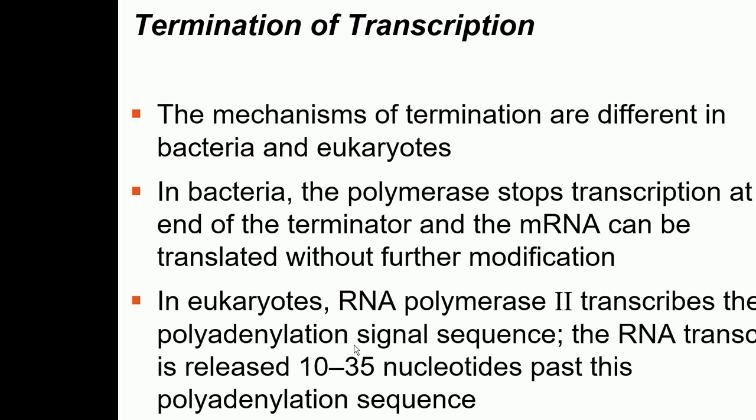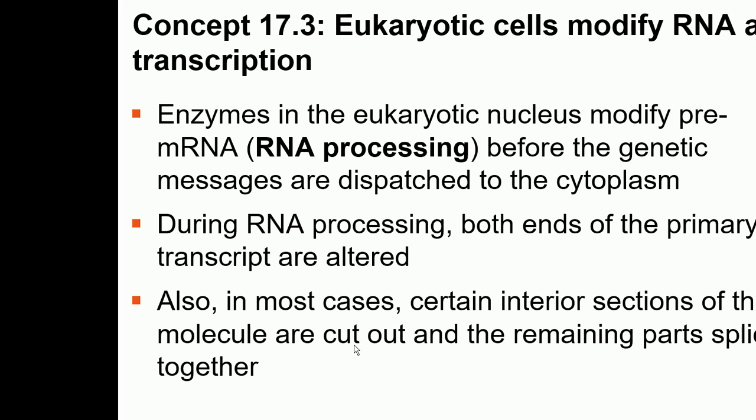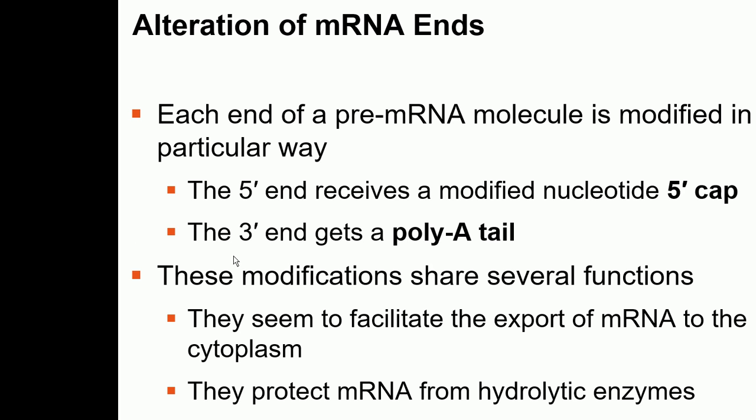Okay, as we said, processing also takes place in eukaryotic transcription. There are three steps in the processing. One is the addition of the poly A tail, which takes place at the 3' end, and there is also the addition of a 5' cap on the 5' end. So mRNA has two ends, the 5' end and the 3' end. On the 3' end is the addition of a poly A tail.